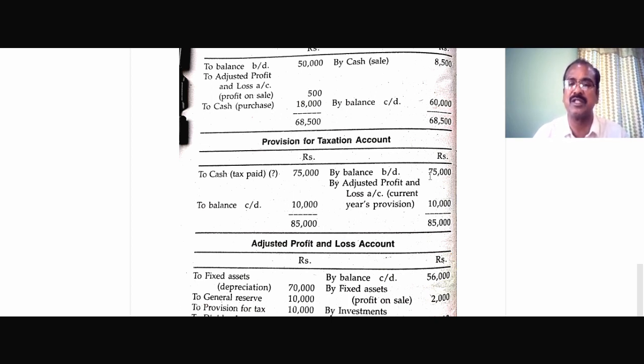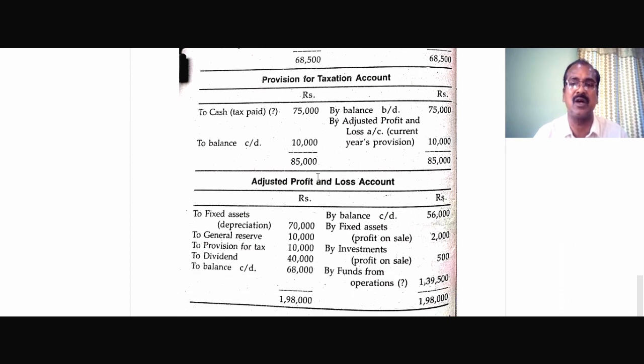Now 75,000 is the opening balance. 10,000 is a new amount added. So the closing is supposed to be 85,000 if nothing else has been carried out. But the actual closing is only 10,000. What about the missing 75,000? It is the amount of tax the company would have paid during this year. So the journal entry, provision for taxation account debtor to cash account.